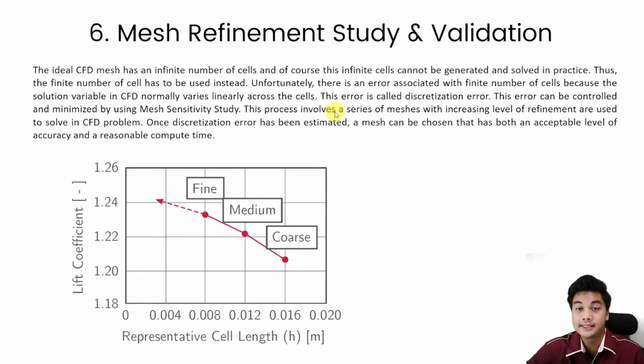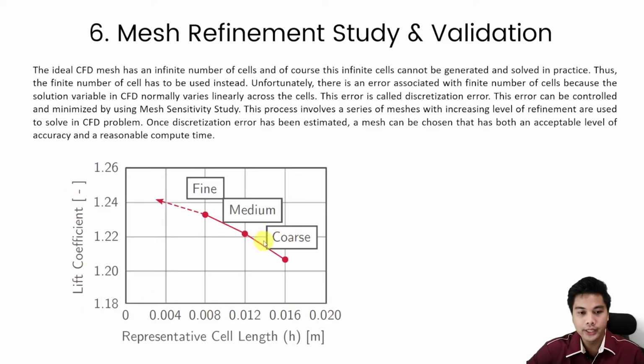This process involves a series of meshes with increasing levels of refinement that are used to solve a CFD problem. Once discretization error has been estimated, the mesh can be chosen that has both an acceptable level of accuracy and a reasonable compute time. As you can see here, this is an example of a mesh refinement study for an aerofoil. The point of interest is the lift coefficient.